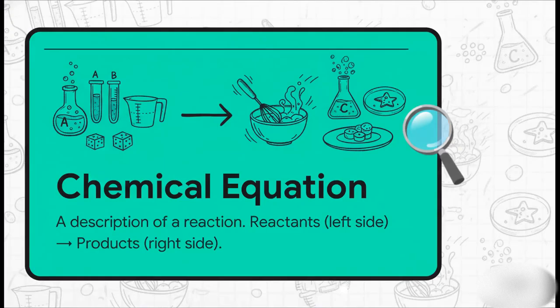Okay, this is it, a chemical equation in its simplest form. On the left side, you have the reactants. Just think of these as your ingredients. And on the right, you've got the products. That's the final dish, what you made. That little arrow in the middle, it just means turns into. It's that simple. Ingredients become the final product.